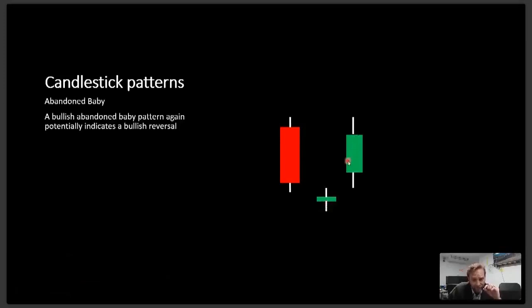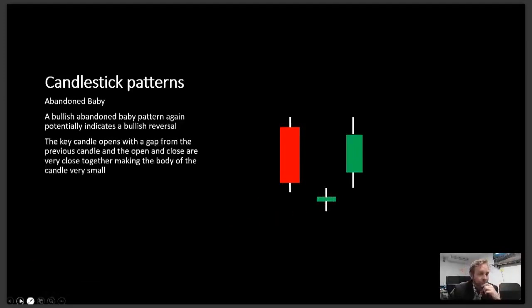Then obviously, if you see a bullish candle after that, it indicates that the market has quite possibly made up its mind on where it is going. So it looks a little bit like that. Remember, it's got to be a very, very small body. And like I say, often the abandoned baby candlestick opens with a big gap from the previous candle.